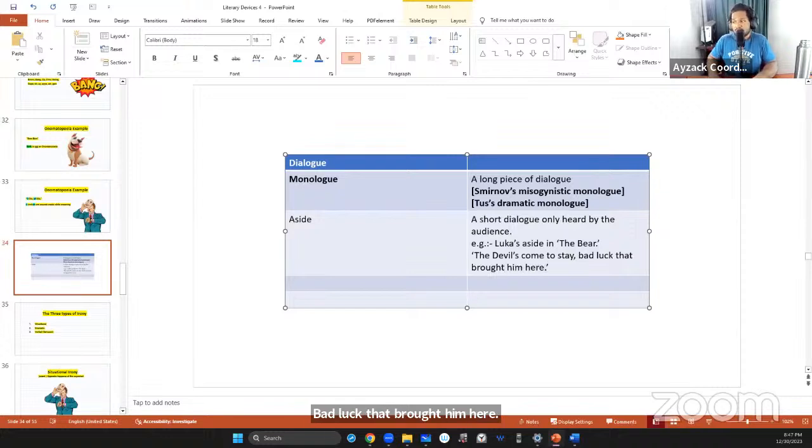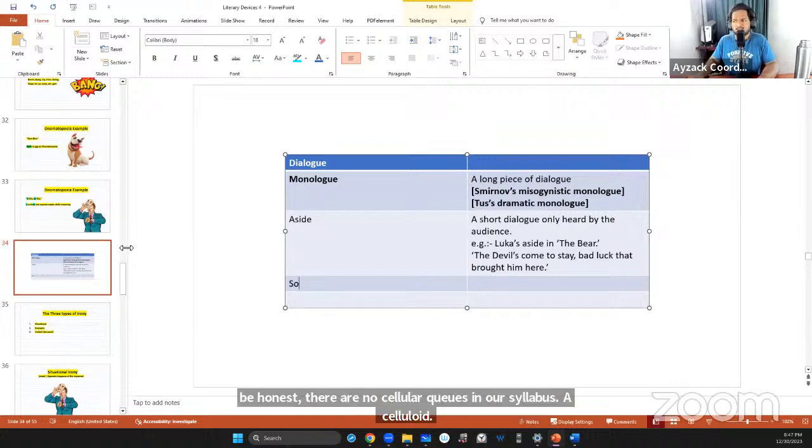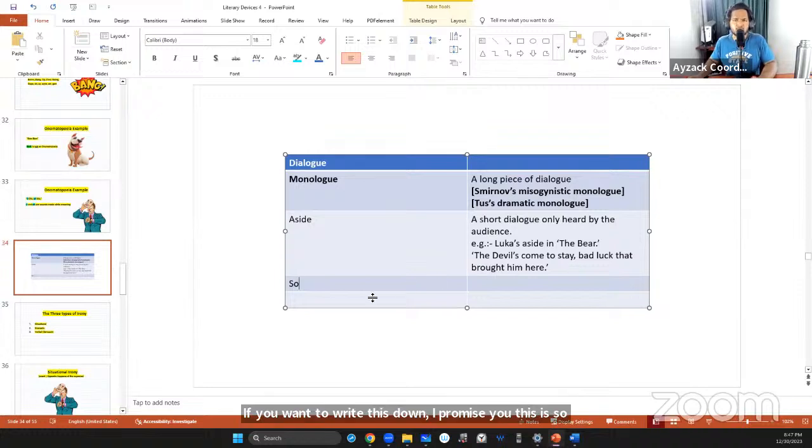To be honest, there are no soliloquies in our syllabus. A soliloquy, if you want, you can write this down. I promise you, this is so valuable. No one talks about monologues, asides, and soliloquies in our syllabus. A dialogue is simple. It can be anything, by the way. But under dialogues, we have monologues, we have asides, and we have soliloquies. A soliloquy is a long aside.